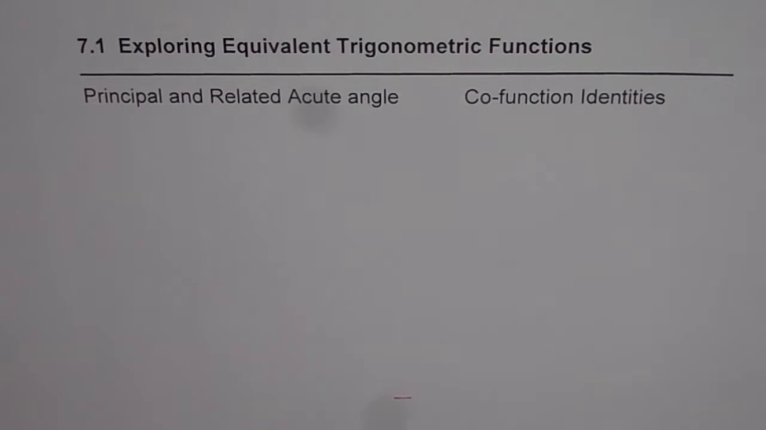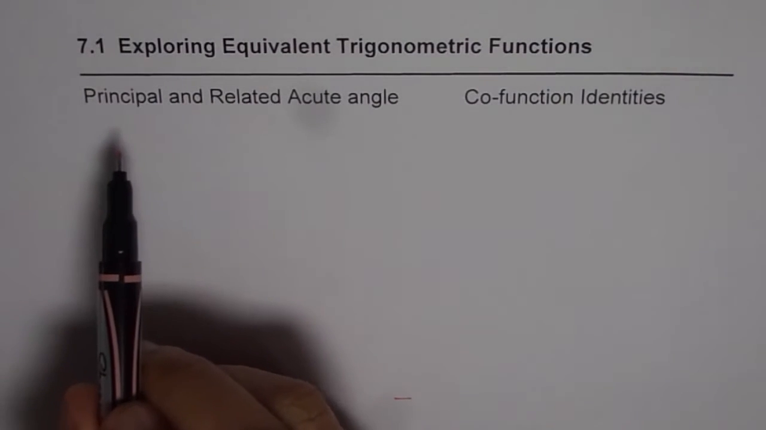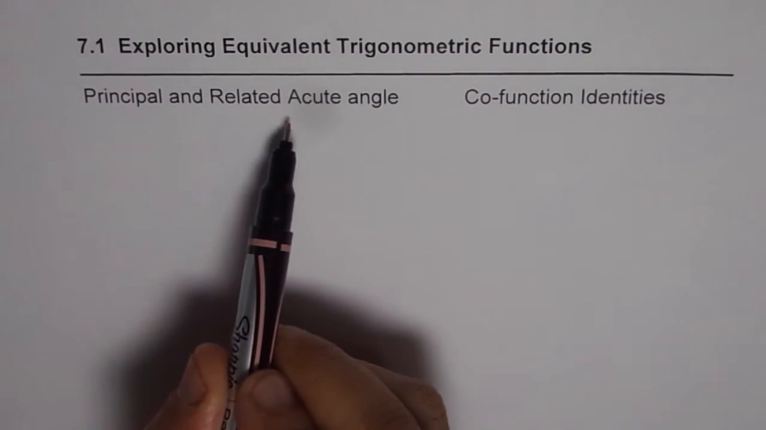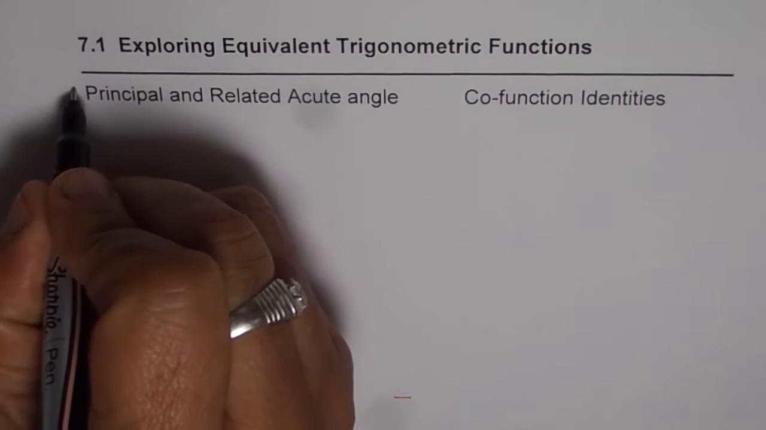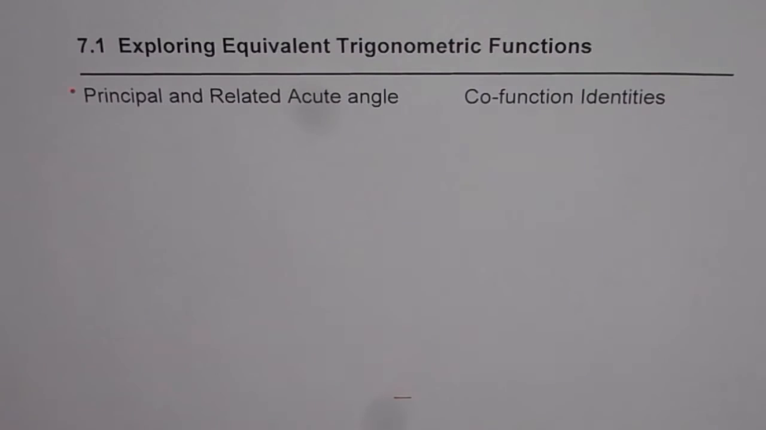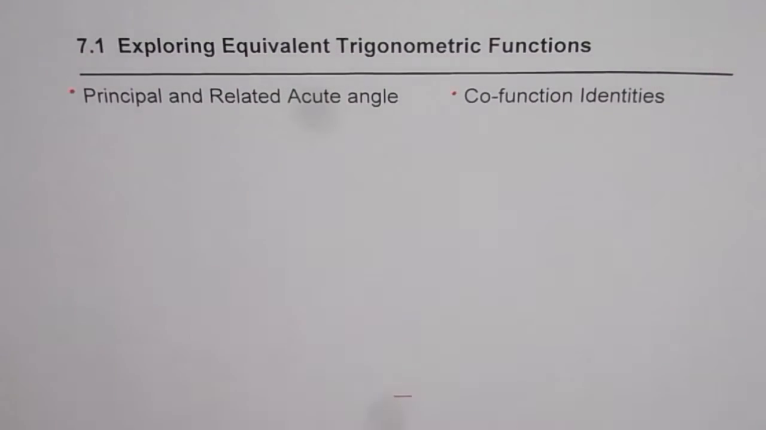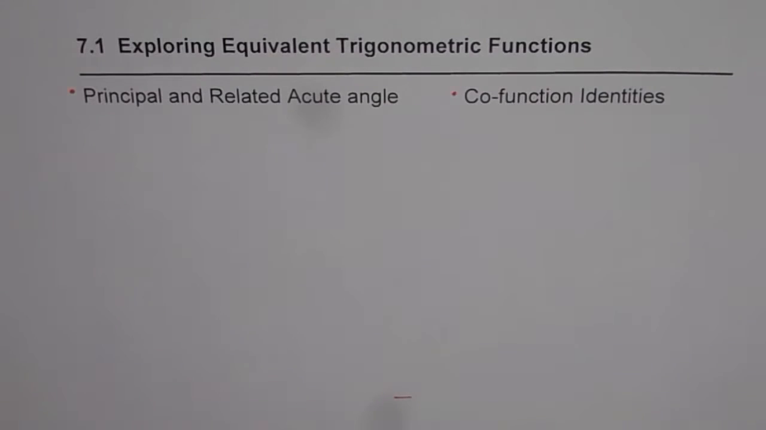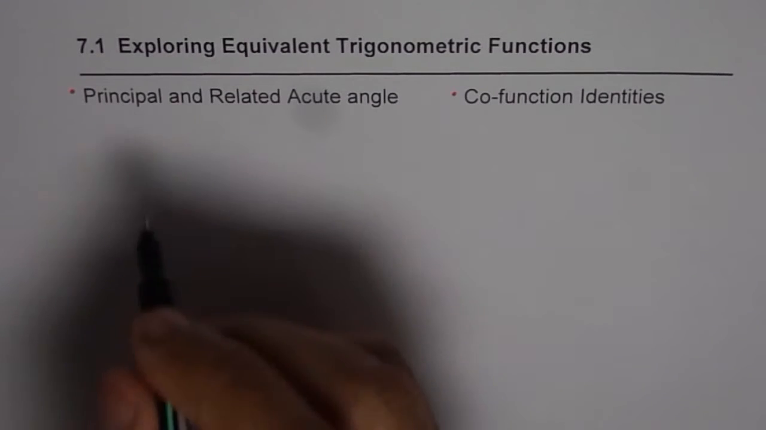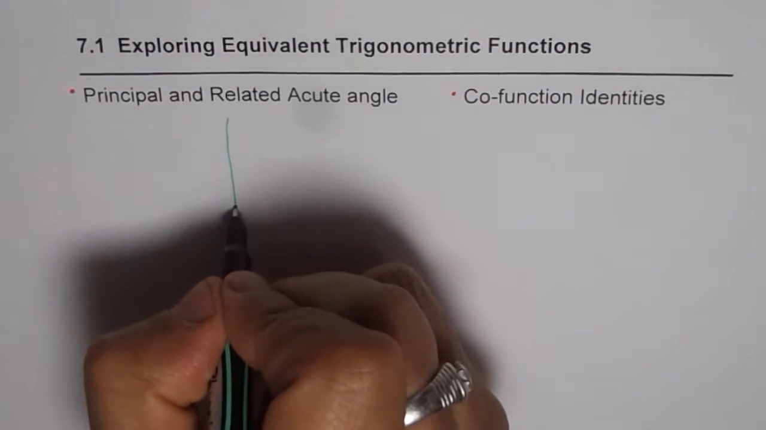So the concepts are to understand how to relate principal and related acute angles. That is the first concept which you need to understand. And the second one is the cofunction identities, right? That is it. Once you understand these two concepts, you can actually relate with the 12 identities you're talking about. So let's begin with relating principal with related acute angles.